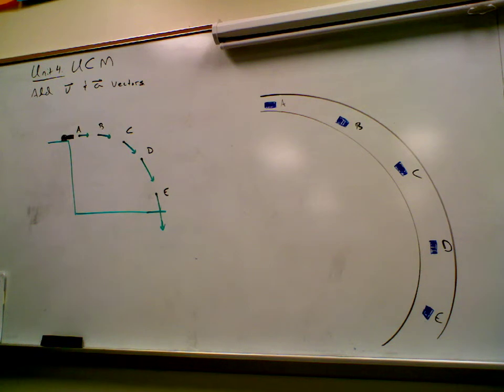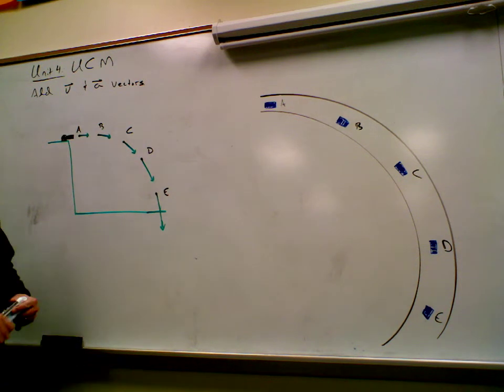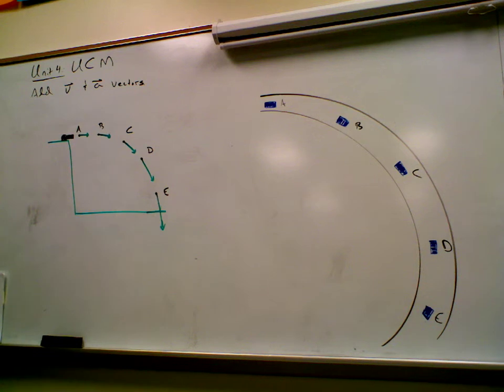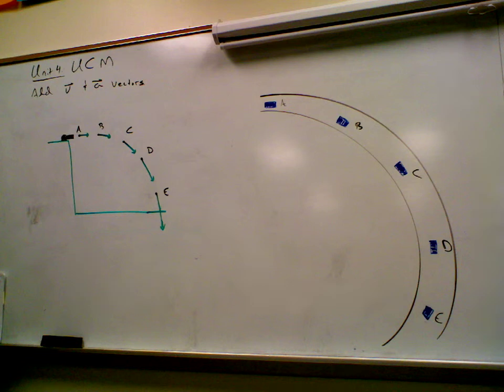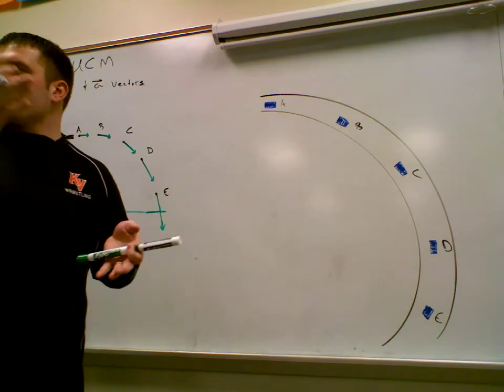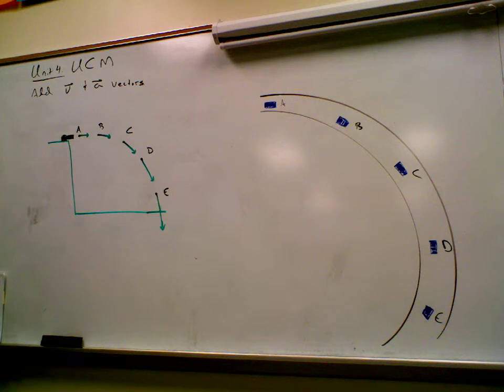Now, which way is the acceleration pointing? Down. Why is it pointing down? Because of gravity. So the acceleration is downward because of gravity. Does gravity change in each of these locations? No, gravity's always there. It's always the same magnitude and the same direction. It's going to point down.